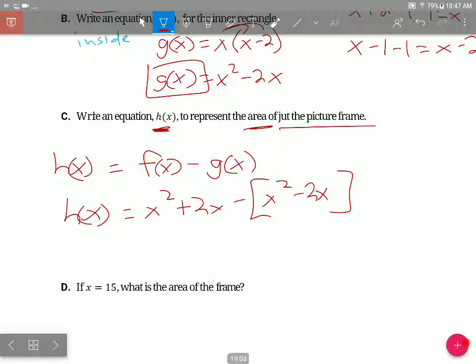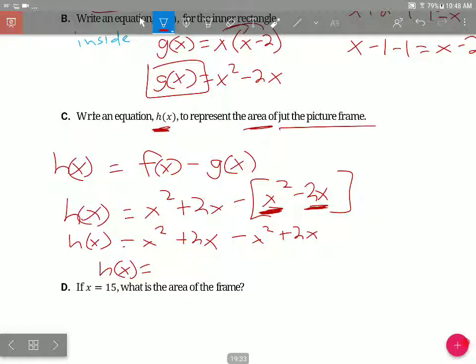It has to do with the negative. You just distribute the negative. So if I distribute that negative, that's x squared plus 2x. This x squared right here becomes what? Negative. This 2x over here becomes positive. That's negative x squared plus 2x. And then combine your terms.